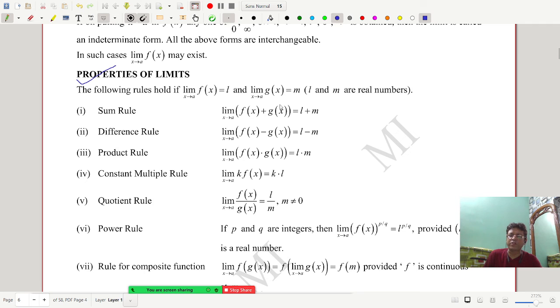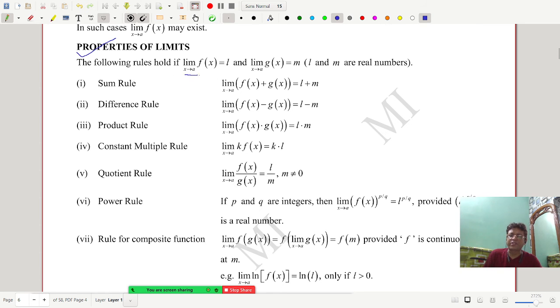Let us have some properties of limits. If the limit as x tends to a of f(x) equals L and the limit as x tends to a of g(x) equals m, then the sum rule is the limit as x tends to a of f(x) plus g(x) equals L plus m, and the difference rule is the limit of f(x) minus g(x), you can split the limits, L minus m. Product rule: f(x) times g(x), you can separate the limits, that is L into m.